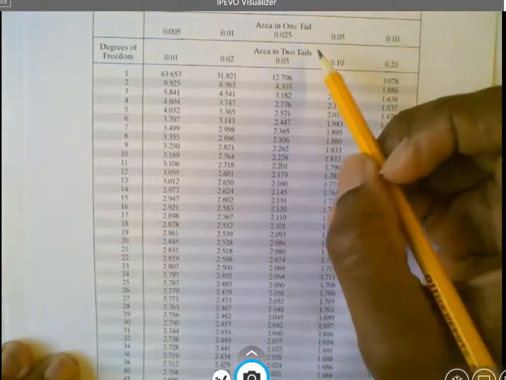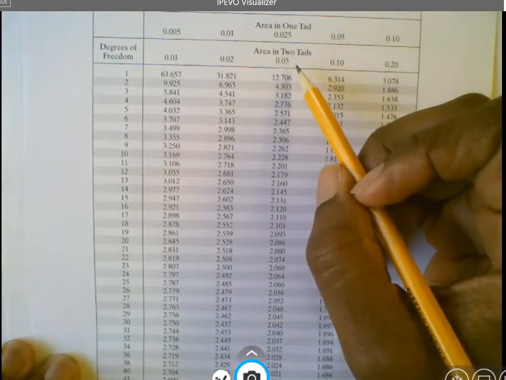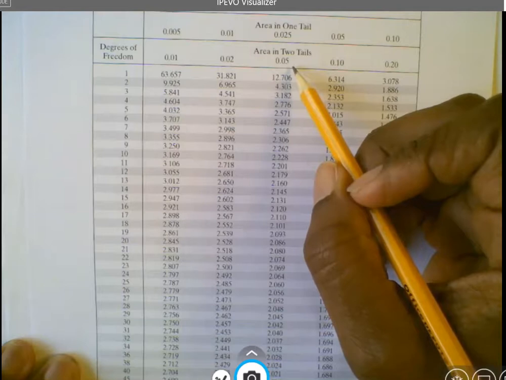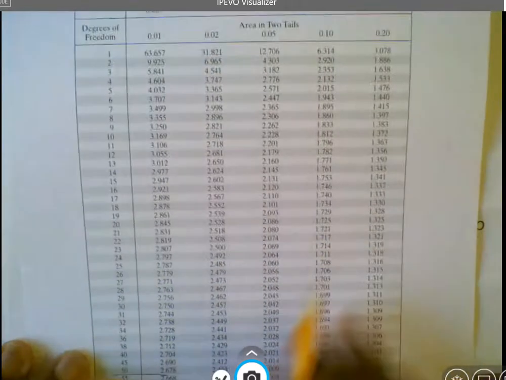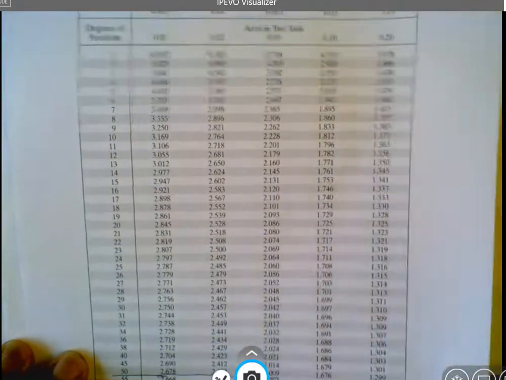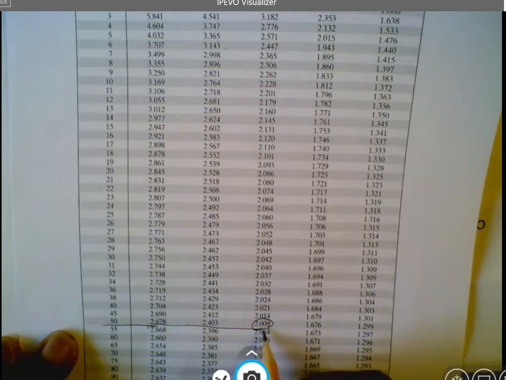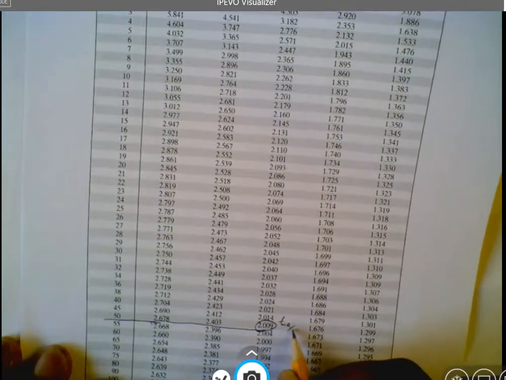So for a 95% confidence interval, basically what we want is our area in 2 tails to be 0.05. So we're looking here. That lines up right here. So it's 2.009. This is the value of t sub alpha divided by 2, our critical value.